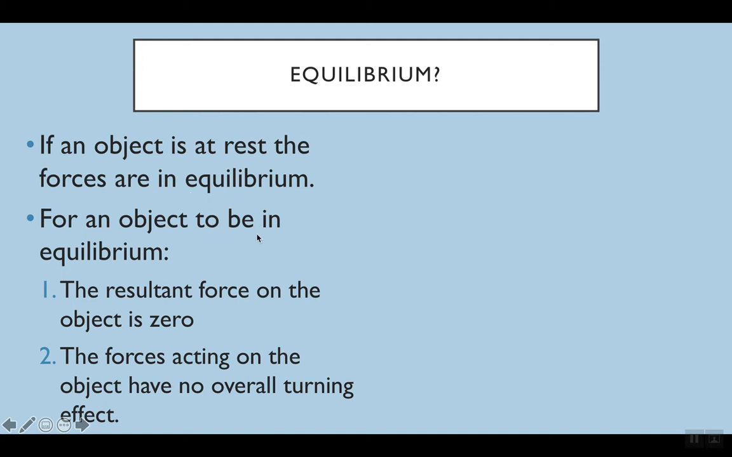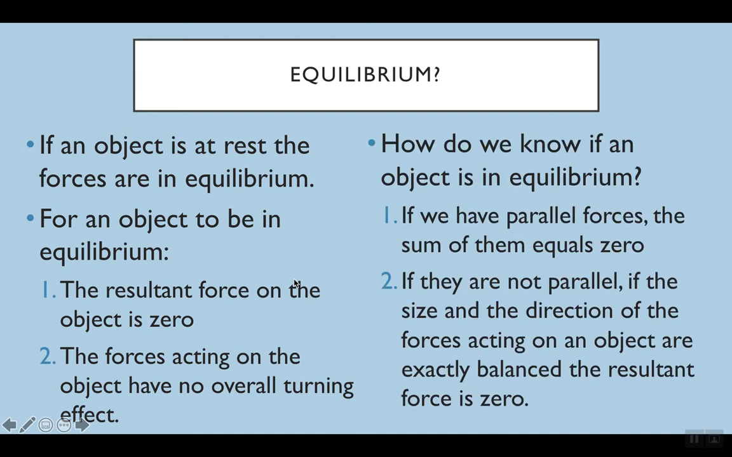And for an object to be in equilibrium, we need these two things. The resultant force on the object has got to be 0, and the forces acting on the object have no overall turning effect. So it's not twisting it around, it's not moving it around like a handle or something like that. So the forces aren't trying to twist it around.